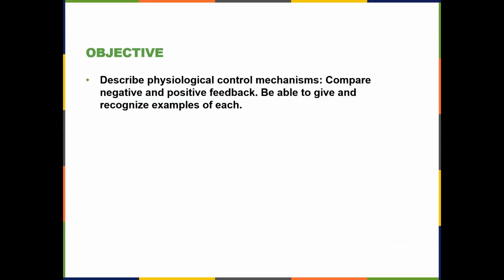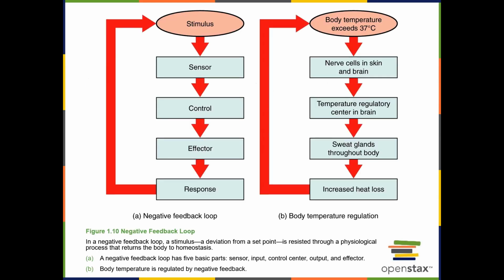In this video, you'll learn about physiological control mechanisms, including negative and positive feedback, with specific examples of each. A negative feedback loop is a physiological control mechanism that works to maintain homeostasis, a state of balance in which the body's internal environment remains relatively stable despite changes in the internal and external environment.